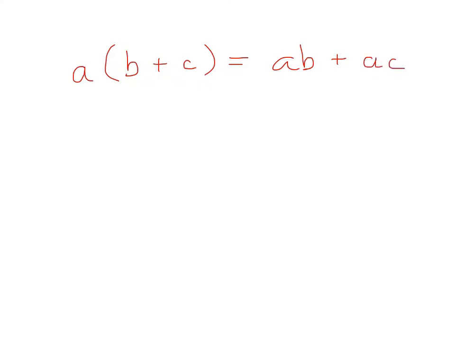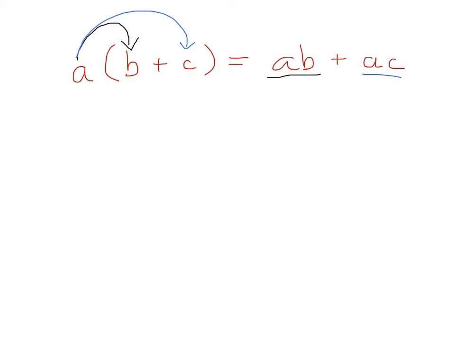Now, how did I get that? Well, this part was gotten by taking this A and distributing it to the B with multiplication, so A times B. And then this part was gotten by taking the A and distributing it with multiplication to the C. Alright, so in this case we would just leave it because we can't go any further with it.